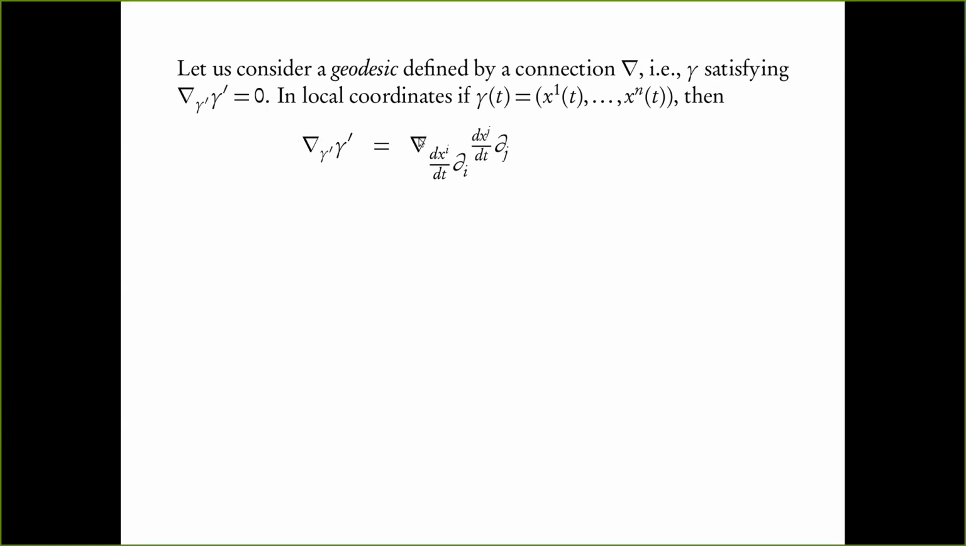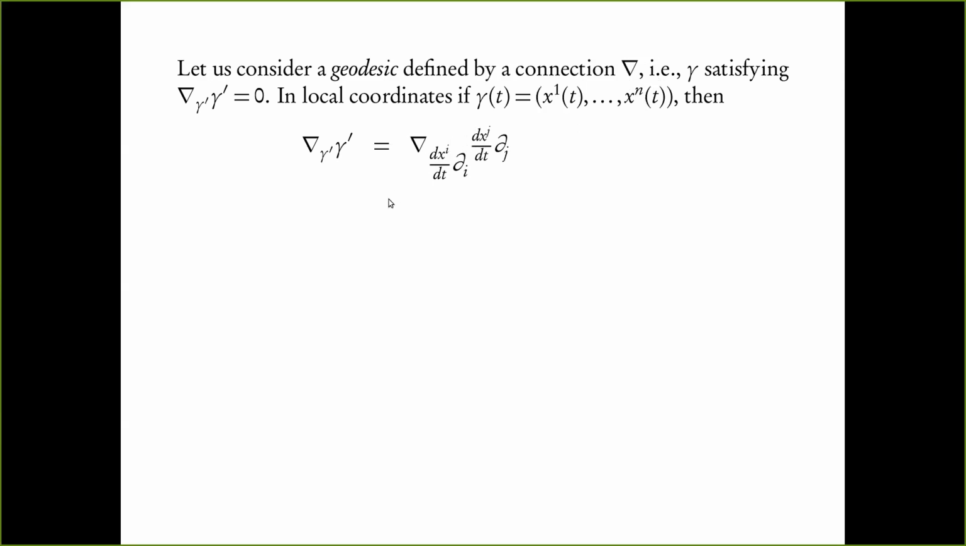Nabla gamma prime is nabla of dxi dt del by del xi, dxj dt del by del xj. Remember, this is not one single term. This is a summation because I'm using the Einstein summation convention here. So this is simply what you get by differentiating gamma with respect to t. This is just the chain rule. So this is a sum over i, this is a sum over j. I hope that is clear.